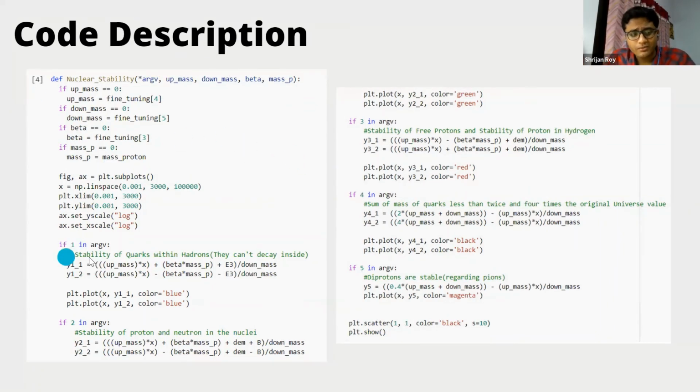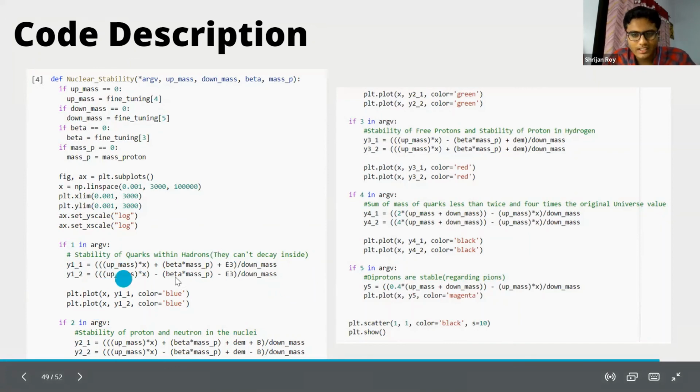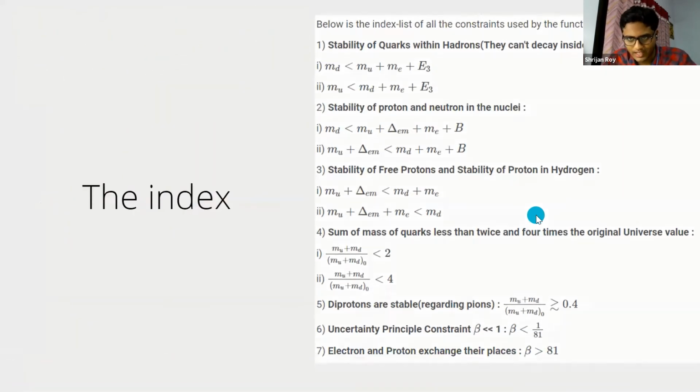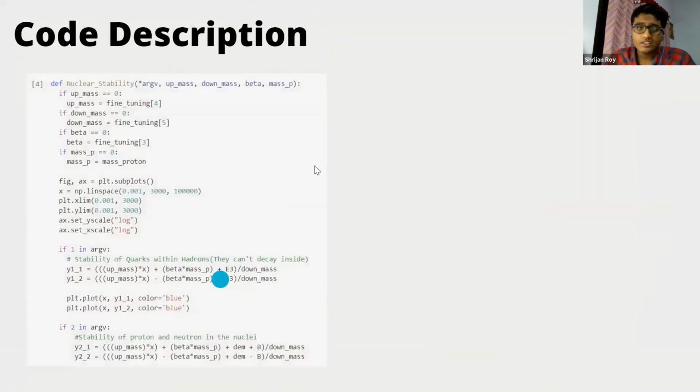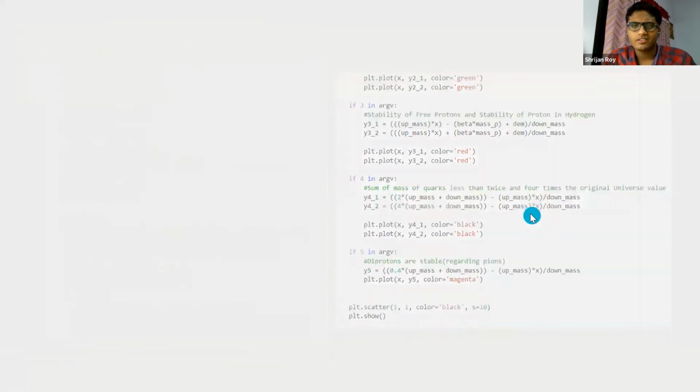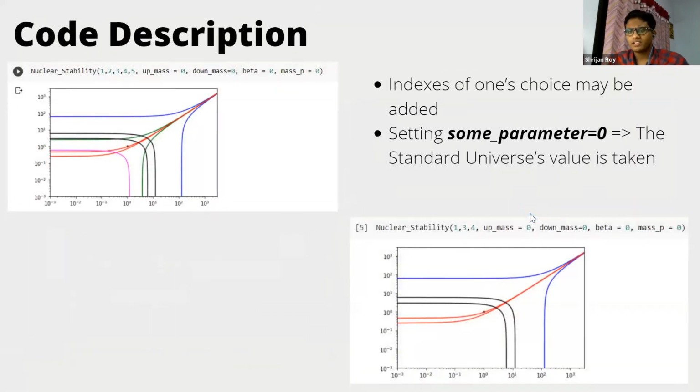So yeah, this is the... if index 1 is chosen, then this shall be plotted, where this is the index 1 we saw here. So this is that. So this is the code. We may directly see the implementation here, and that's sort of easy to explain that way.